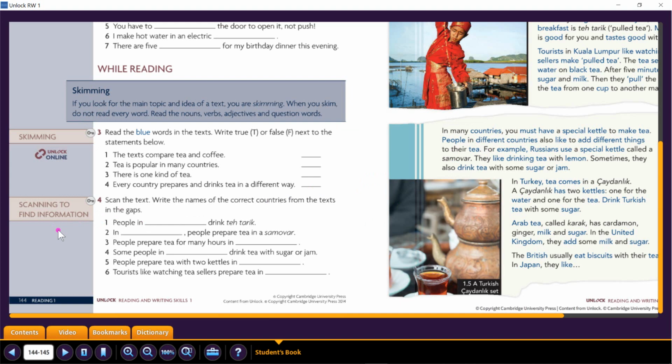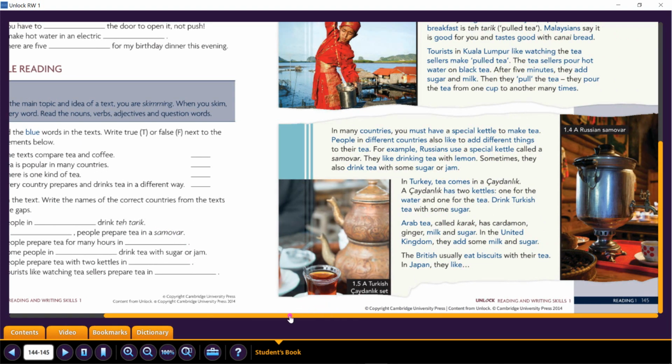read the text again, but this time you are requested to scan. And the difference between a skim and a scan is a skim not to read each and every word in the text, but you need to read main ideas, while a scan to read for specific information. So for number 1, people in where drink tea tarik. Find tea tarik in the text and then answer.